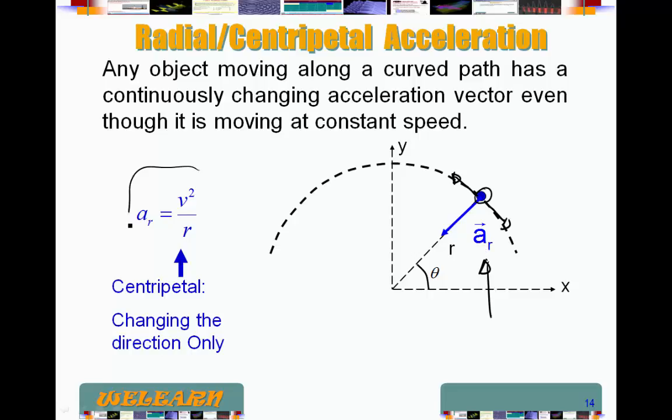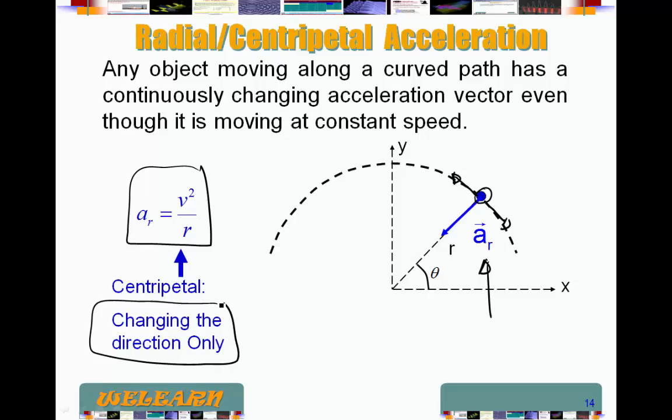We have it here as a sub r, and what's special about that acceleration is that it is equal to the speed squared, v squared, over the radius. Essentially, we have a bonus there, an easy way of finding the magnitude of that acceleration. Again, remember, that's the acceleration that's responsible for just changing the direction of the velocity.